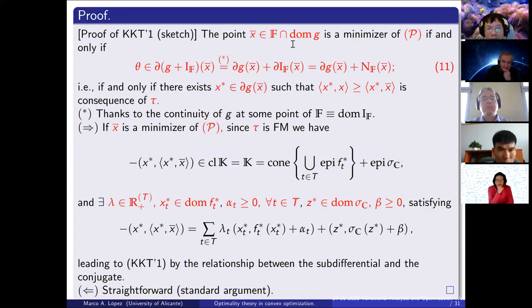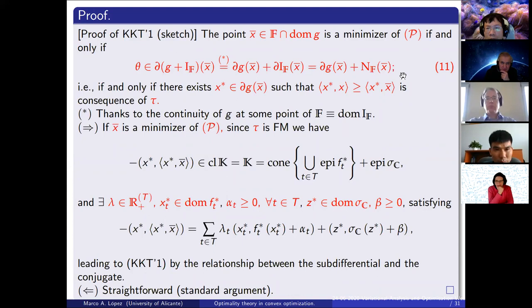If x bar is in the intersection of A with the effective domain, x bar is a minimizer if and only if 0 belongs to the subdifferential of this sum. But here it is fundamental to decompose this subdifferential. I can use the hypothesis of continuity and use the Moreau-Rockafellar formula. And the subdifferential of the indicator function is the normal cone.